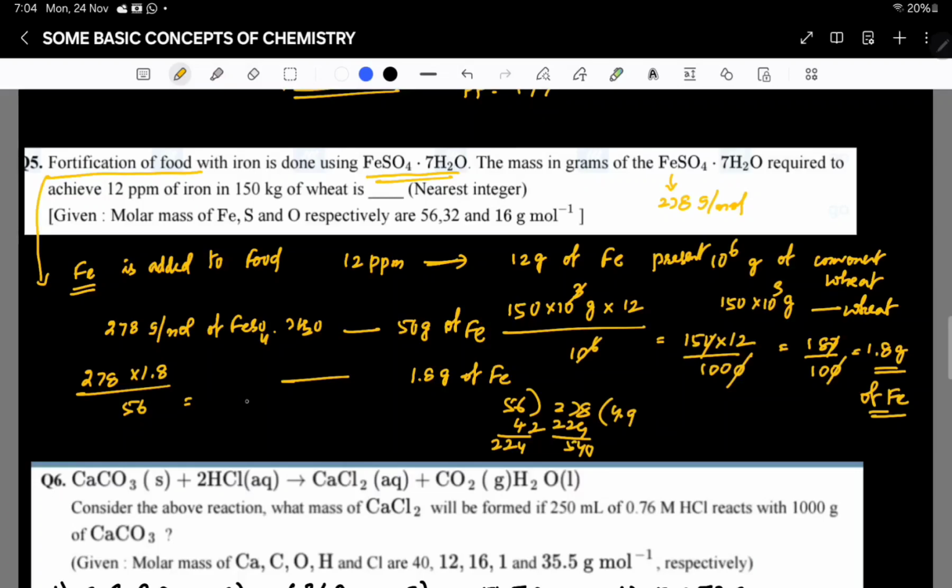Just you can take, student, 4.9 multiplied with 1.8. So 4.9 into 18 you can multiply, student. So the overall answer will be 8.82 grams. So the question is asking in terms of grams only, student. The answer is 8.82 grams, right.